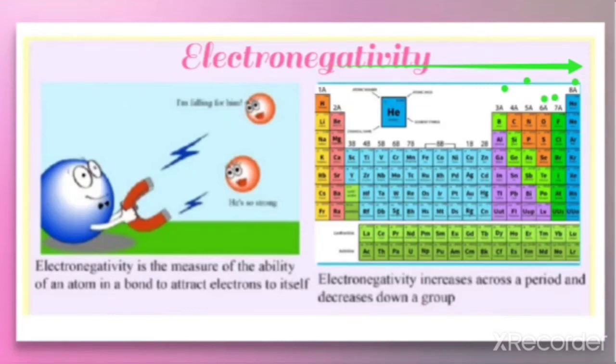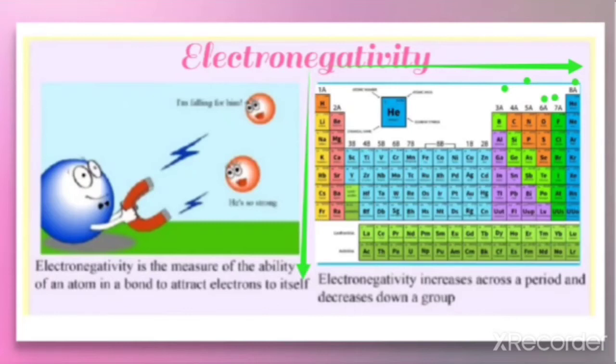But the electronegativity decreases down the group. That means from top to bottom the electronegativity decreases. That means the element which is on the bottom side will be less electronegative.